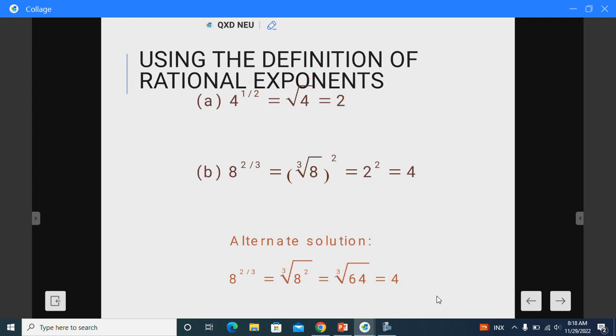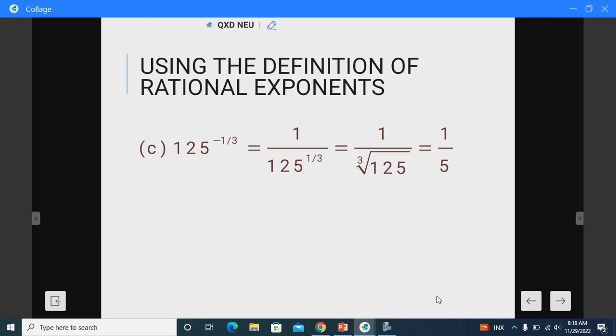Next, how about here? Using the definition of rational exponents, you have 125 to the power of negative 1/3. We make sure that the negative becomes positive, so it goes down to make it positive. So you have 1 over 125 to the power of 1/3. The 1/3 becomes positive now. So 1 over the cube root of 125, and the cube root of 125 is 5. That's why you have 1/5.